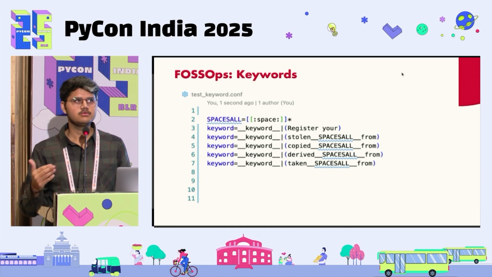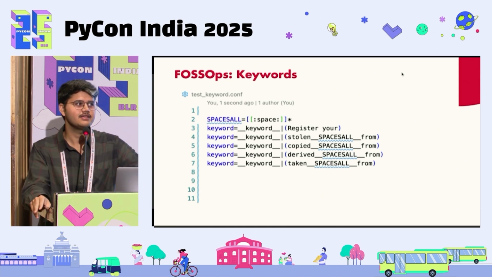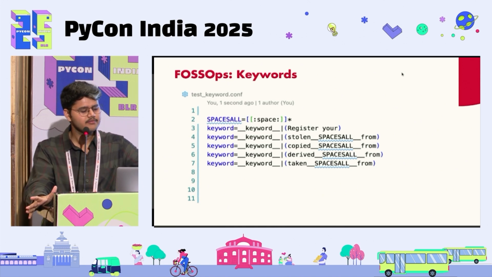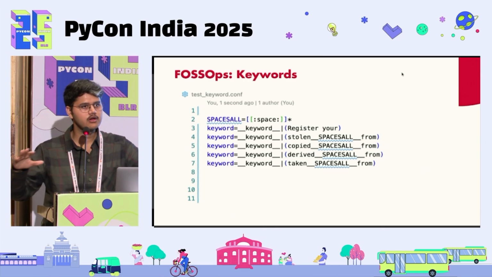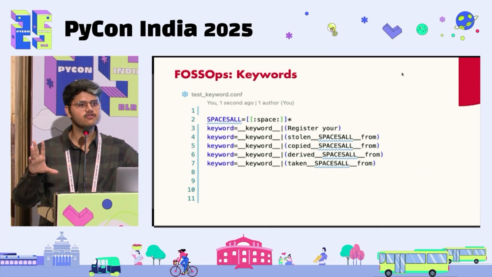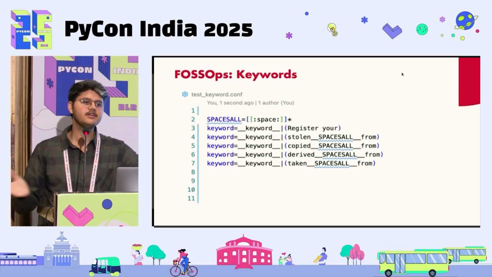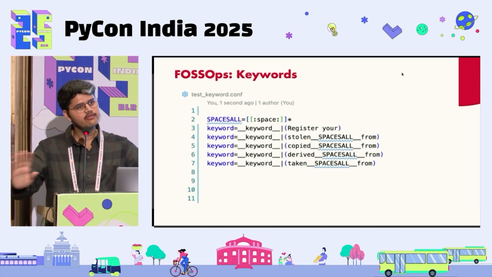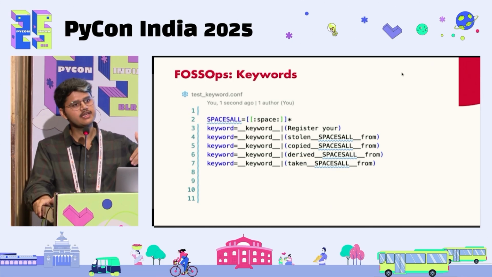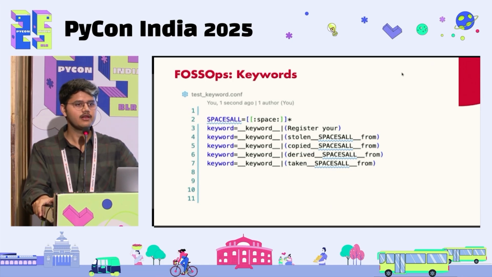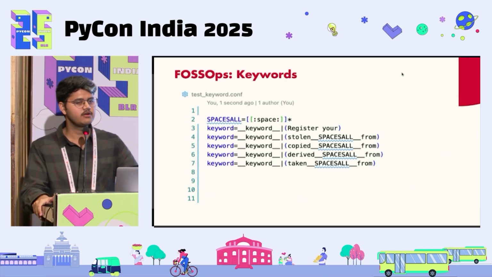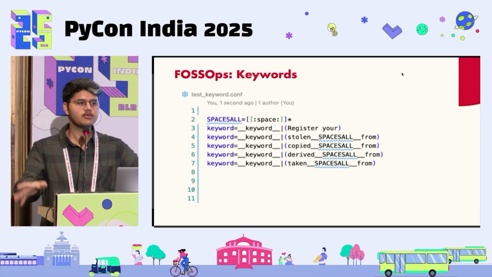Next, another interesting feature is keywords. Fossology already has a keyword agent that scans for a particular set of keywords that have been researched by our contributors. But apart from that, you can scan your own keywords as well, whichever might be a problem for you. You can scan them also.